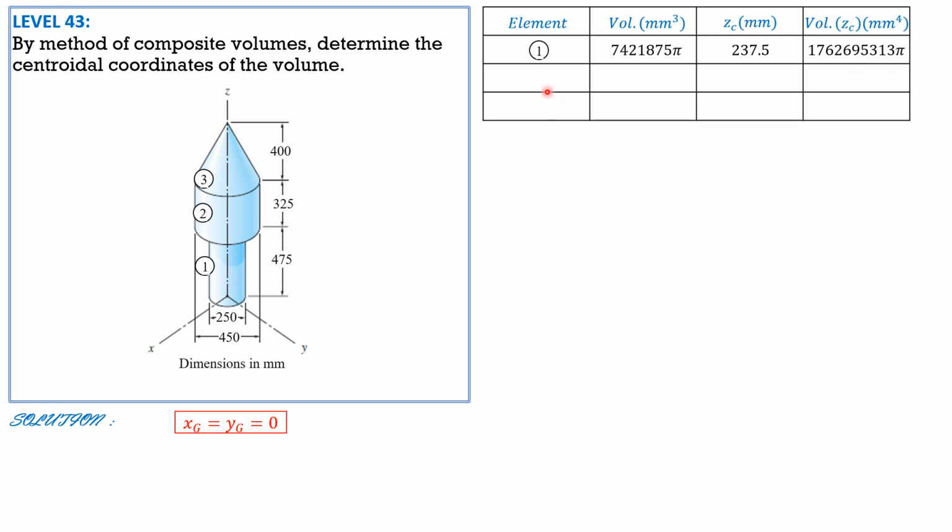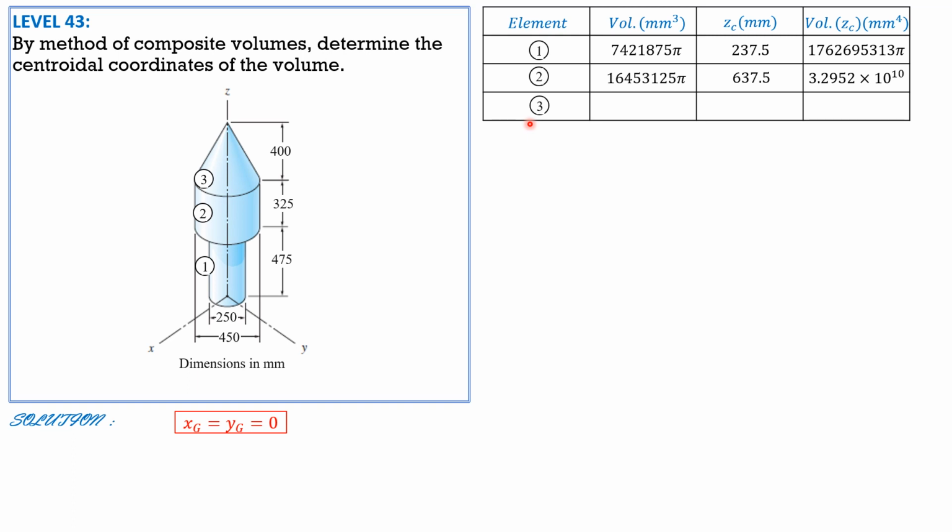176,269,513 pi. For element 2, the volume is pi radius squared times height. The radius is half of 450, 225. So pi times 225 squared times 325, and that is 1,645,312 pi. G sub C is 475 plus half of 325, 475 plus 325 over 2, that would be 637.5. Then the product of volume and G sub C, put it here, 3.2952 times 10 to the 10.